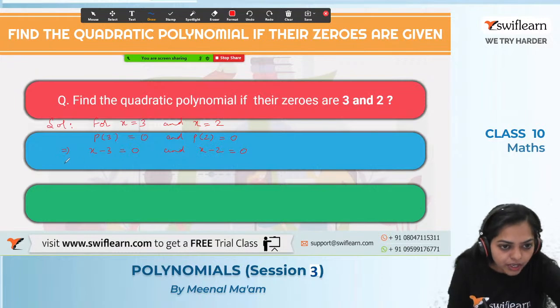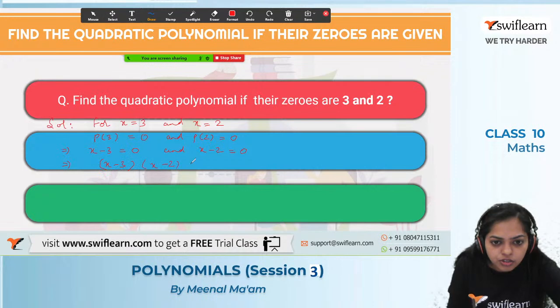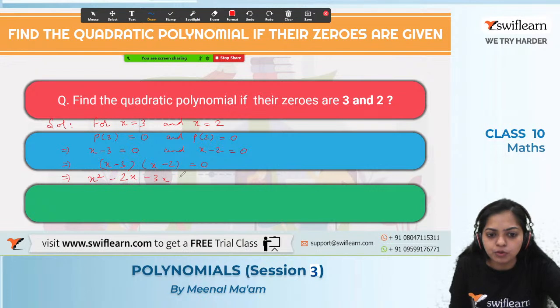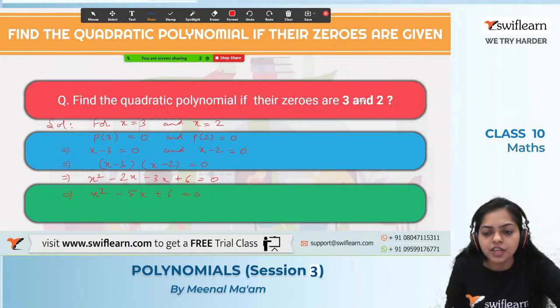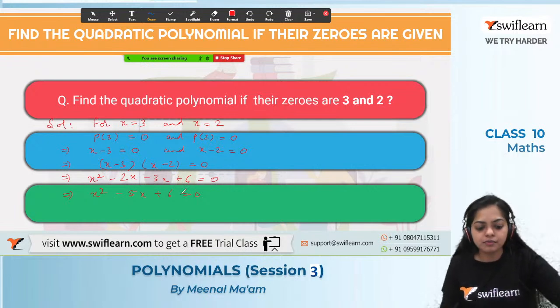Got it, everyone? Now if I combine these, I get x minus 3 times x minus 2 equals 0. When I multiply them, I get x square minus 2x minus 3x plus 6 equals 0. Combining the second and third terms, I get x square minus 5x plus 6 equals 0. So my quadratic polynomial, if the zeros are 3 and 2, is x square minus 5x plus 6 equals 0. Got it, everyone?